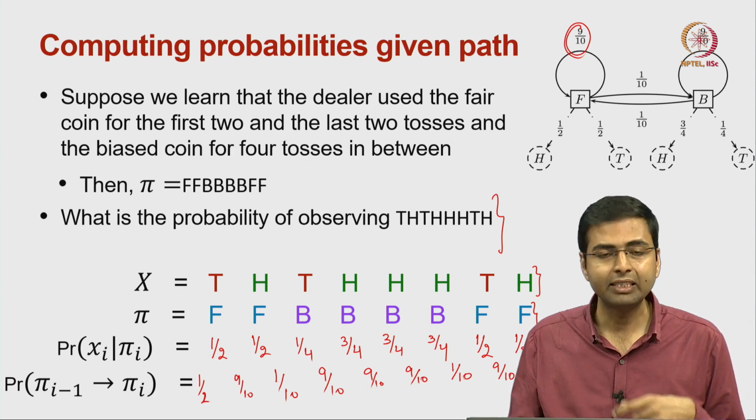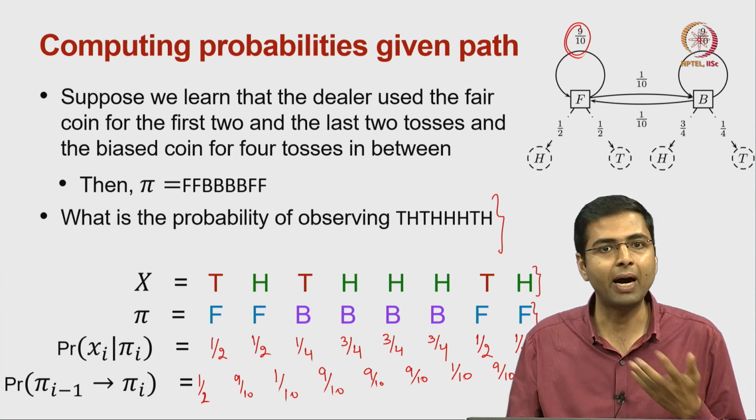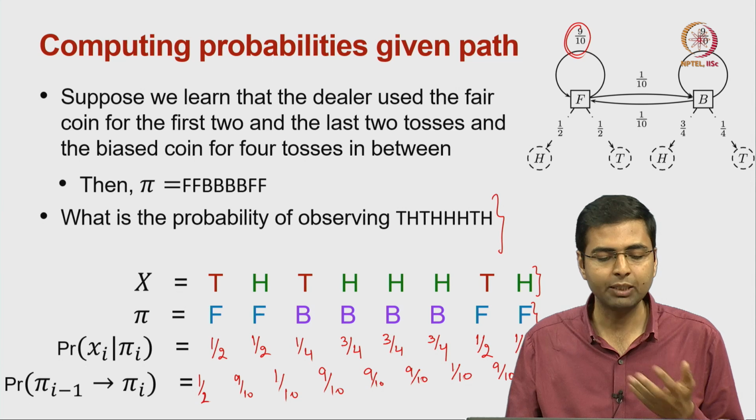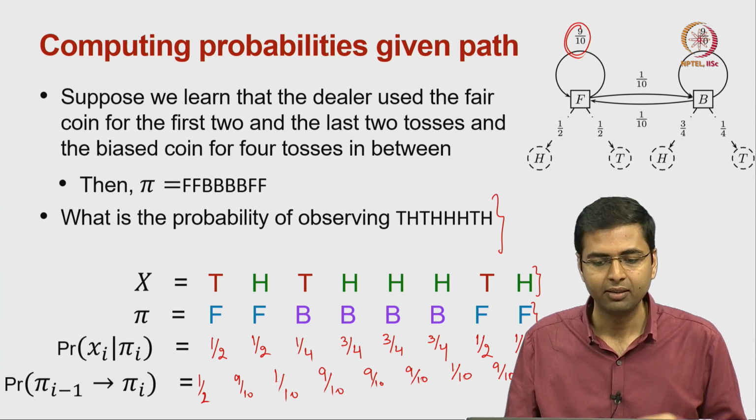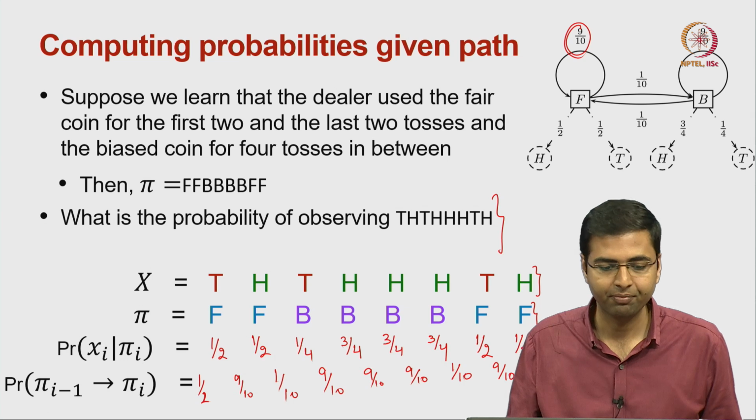So, this is probably the simplest question that one can answer with HMMs. That is, given the path of a sequence of states, what is the probability of observing a particular sequence of symbols?